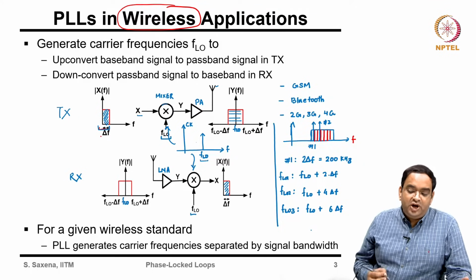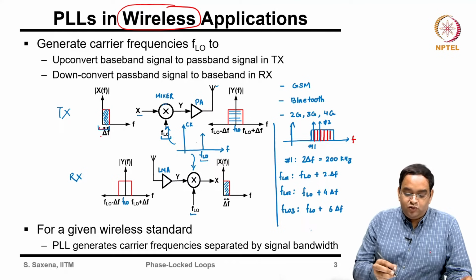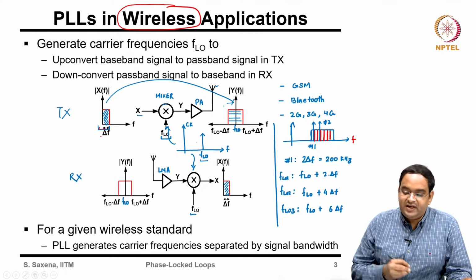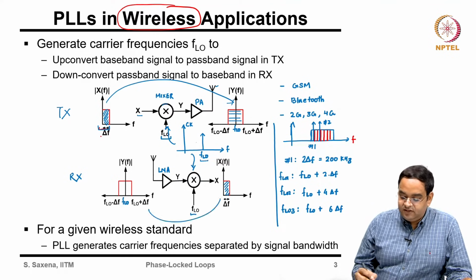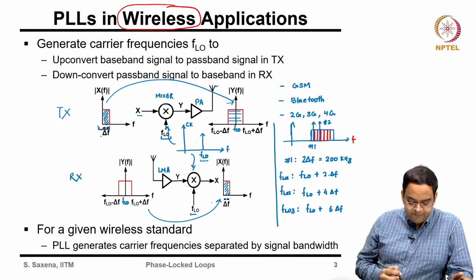Right. So, this is what happens in wireless applications, and the clock generation is one of the integral parts of your wireless application. If your clock is not good, it will be a real challenge to transfer the data from the baseband to the passband and then receive the signal back. It is not possible. Okay.